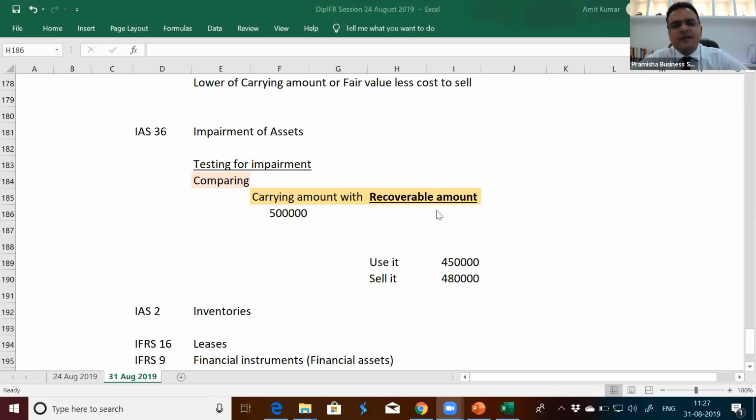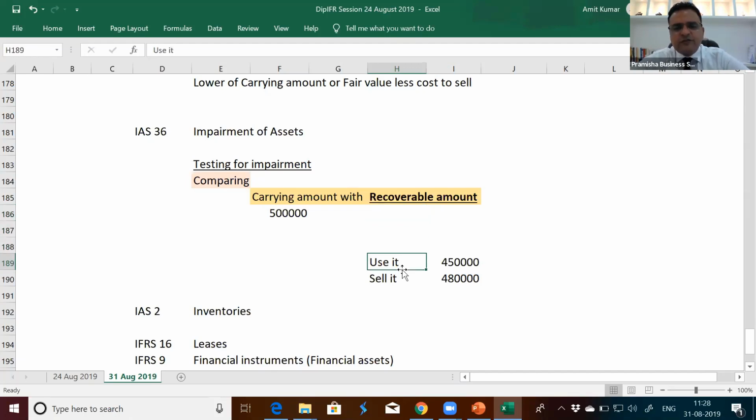Impairment indications can be external indicators, like some law or some new change in the market in terms of technology. Internal indicators can be, for example, the machine got damaged because of fire. Whenever there is an indication of impairment, we need to test for impairment. And when we test, we compare the carrying amount with the recoverable amount, and we are trying to take a decision, what shall we do with the asset?